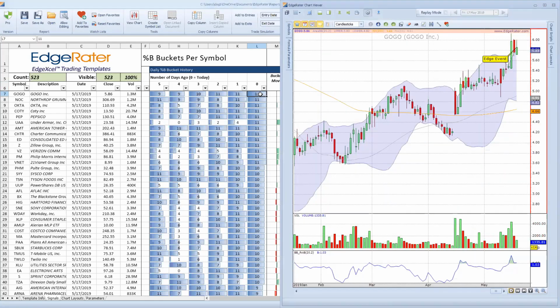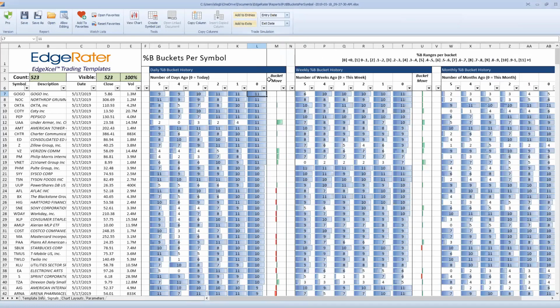Let's take a look at the chart of that. You can see it's above the upper Bollinger Band. It was above the upper Bollinger Band yesterday, the day before, and pretty close to it the day before that, and so on. So that's how that works. The bucket move is an interesting column. If you're looking for impulses, a stock could be trading at bucket 0, but the next day at bucket 5. It's a 5 bucket move.